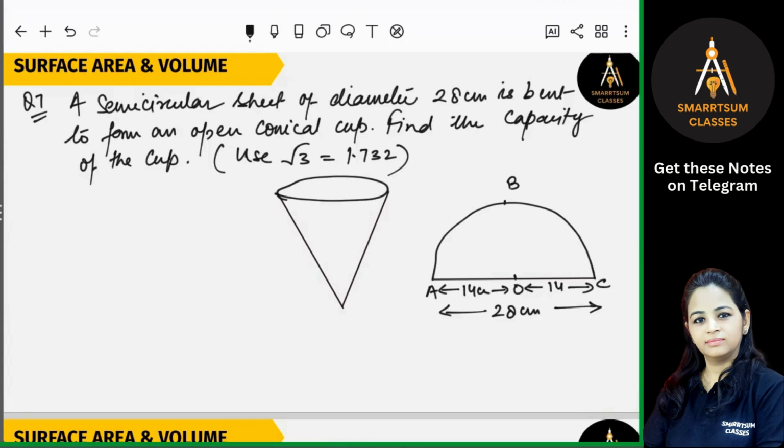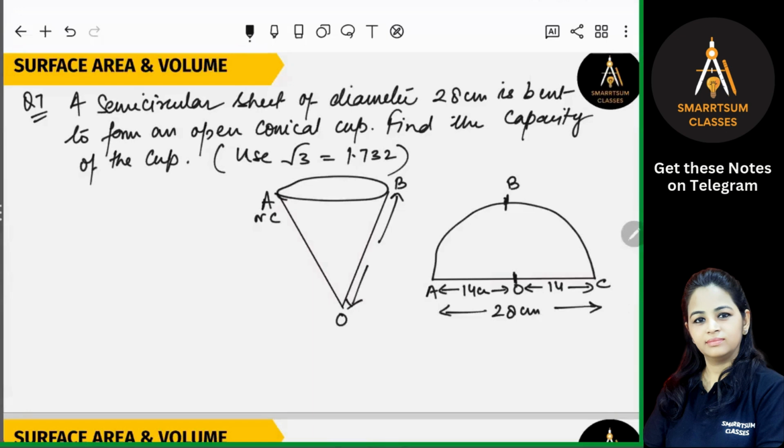Now we have to find the capacity of the cup. Is it clear? When you are bending this sheet, what is the slant height? Which parameter here will actually convert into the slant height of this conical cup? Just think and tell me. You are bending it, and suppose you are bending at this point O, right? When you are bending, A and C will join together. A and C will be the same point, right? They will be at the same point, and this middle point will be your B.